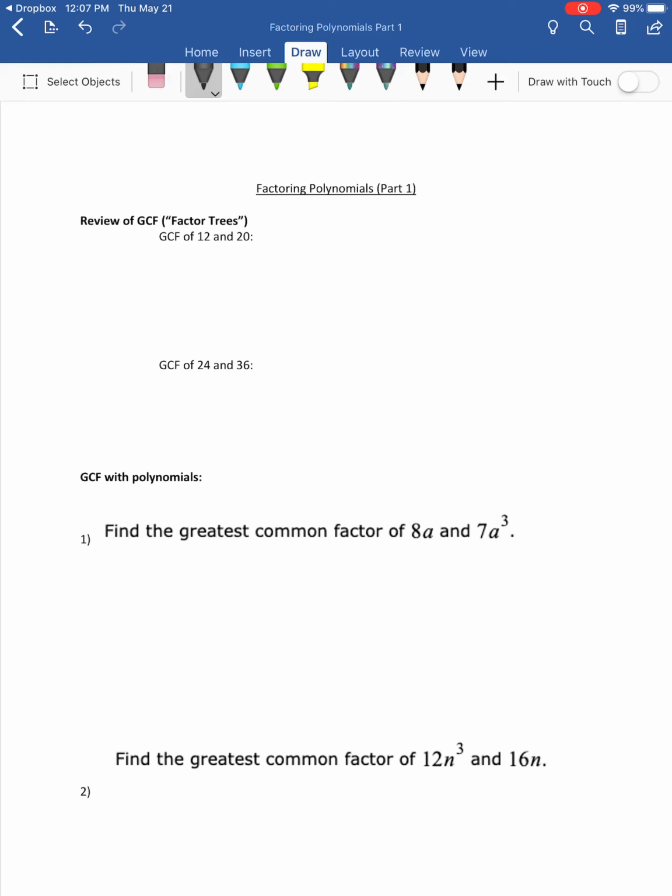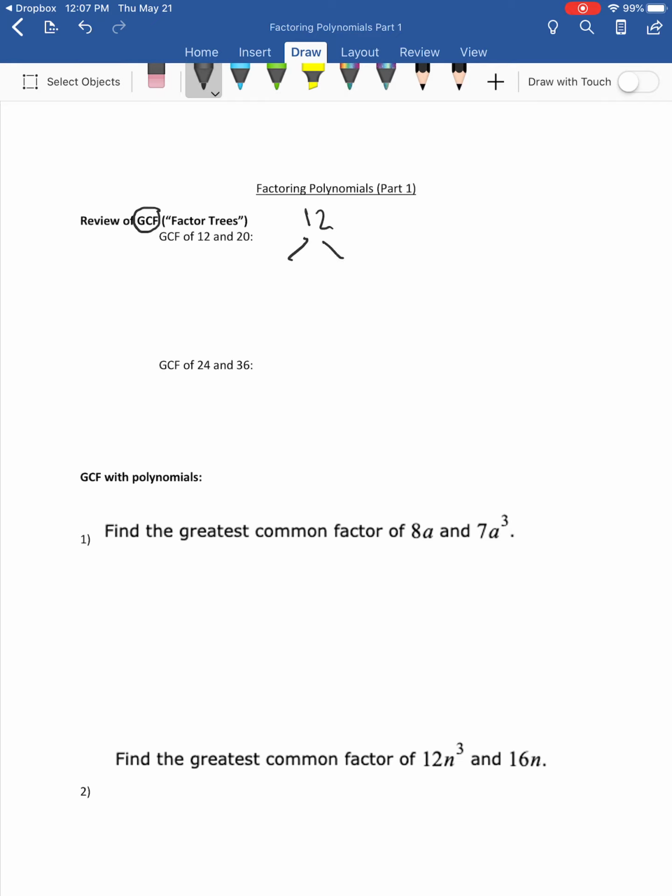Okay, so before we start actually factoring polynomials, we need to review factor trees, okay? You saw factor trees in earlier grades. Just want to give you a short review on how they work. The whole point of a factor tree is we're finding the greatest common factor, the GCF, of 2, in this case, whole numbers, all right? So if I build a factor tree for 12, we're separating 12 into its factors. Factors meaning things I can multiply to get 12.